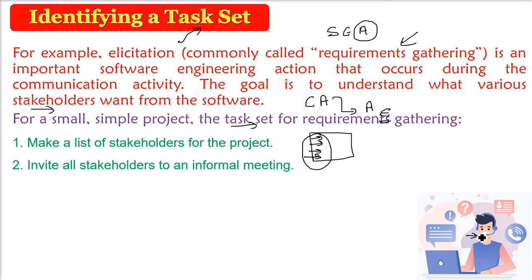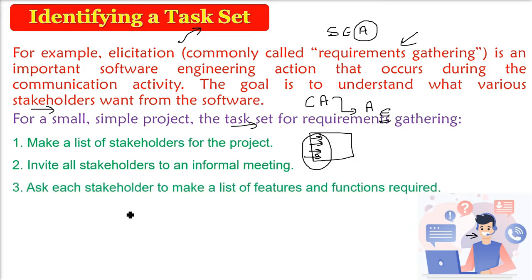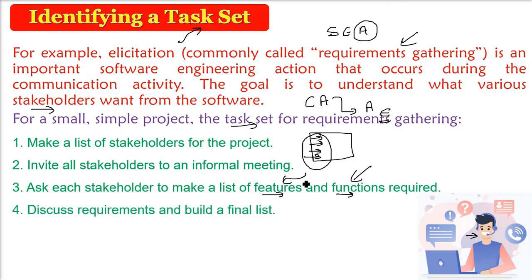Then you will invite all these stakeholders in this list to an informal meeting. It is not a formal meeting. It's just an informal meeting, like you talk to your friends. Then you will talk to each stakeholder in the list to make a complete list of what the features, requirements and functions are, or what they require from the software you are making, from the app or the website you are making. Somebody will say, I want this on the left hand side. Somebody will say, oh, this function is missing, I want this one. So you have to list these out.